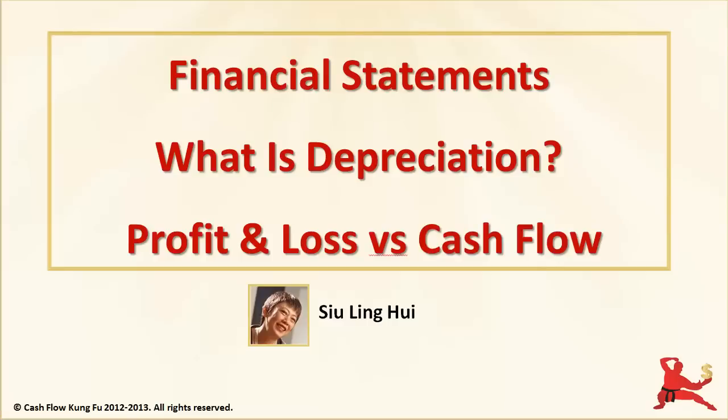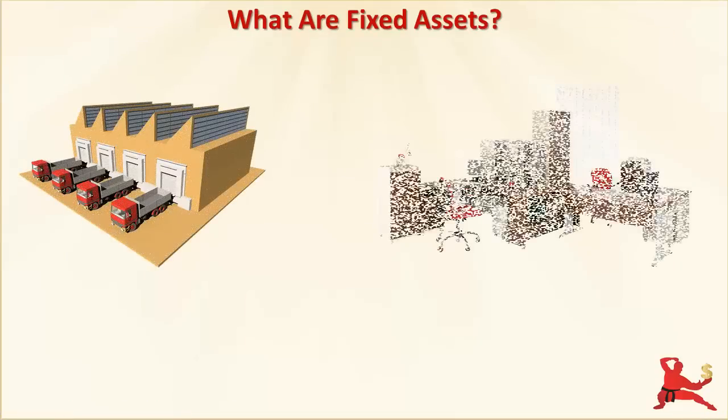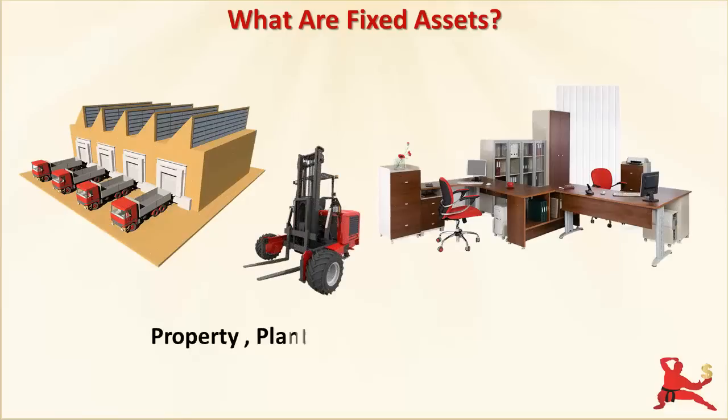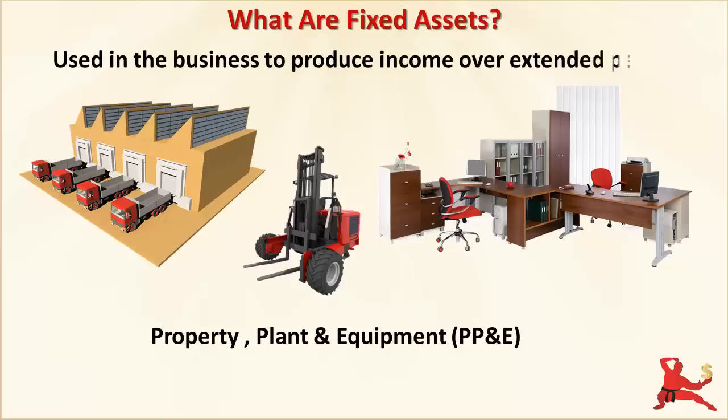In this video, you'll learn what depreciation is and how it affects your business's finances, particularly profit and cash flow. Depreciation applies to fixed assets on your balance sheet. This group of assets is also called property, plant, and equipment, or PP&E for short. They are items that you buy to use in your business to help generate income for more than 12 months.